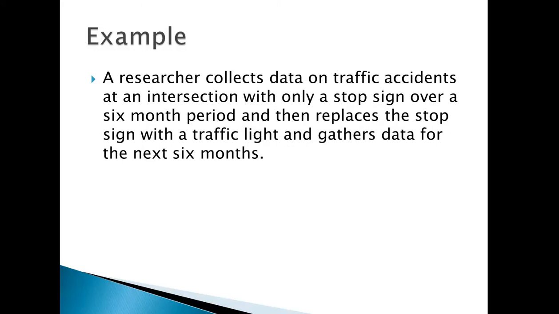Another example of an experiment, the researcher collects data on traffic accidents in an intersection with only a stop sign over a 6-month period, and then replaces this stop sign with a traffic light and gathers data for the next 6 months. So that way you can control for the kind of intersection it is and the particular intersection, if at the same intersection you have stop sign or stop light over different periods of time. There are other things you have to be careful of here, but at least you'd be controlling for the actual location of the intersection. And of course you wouldn't just use one intersection.